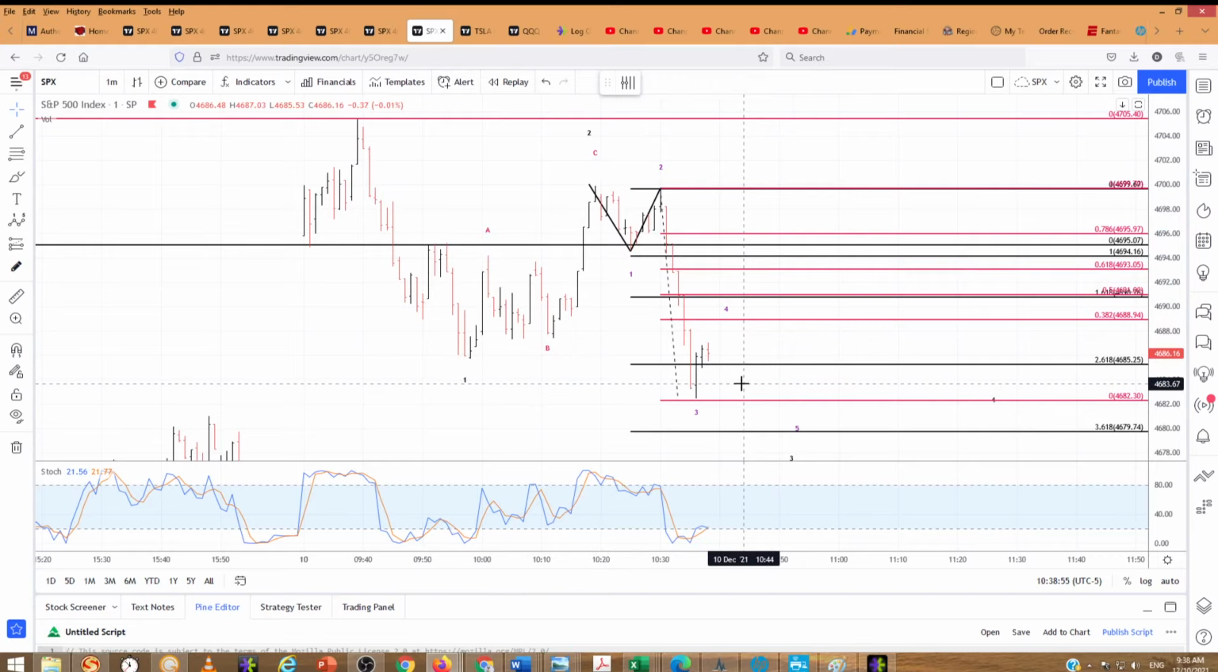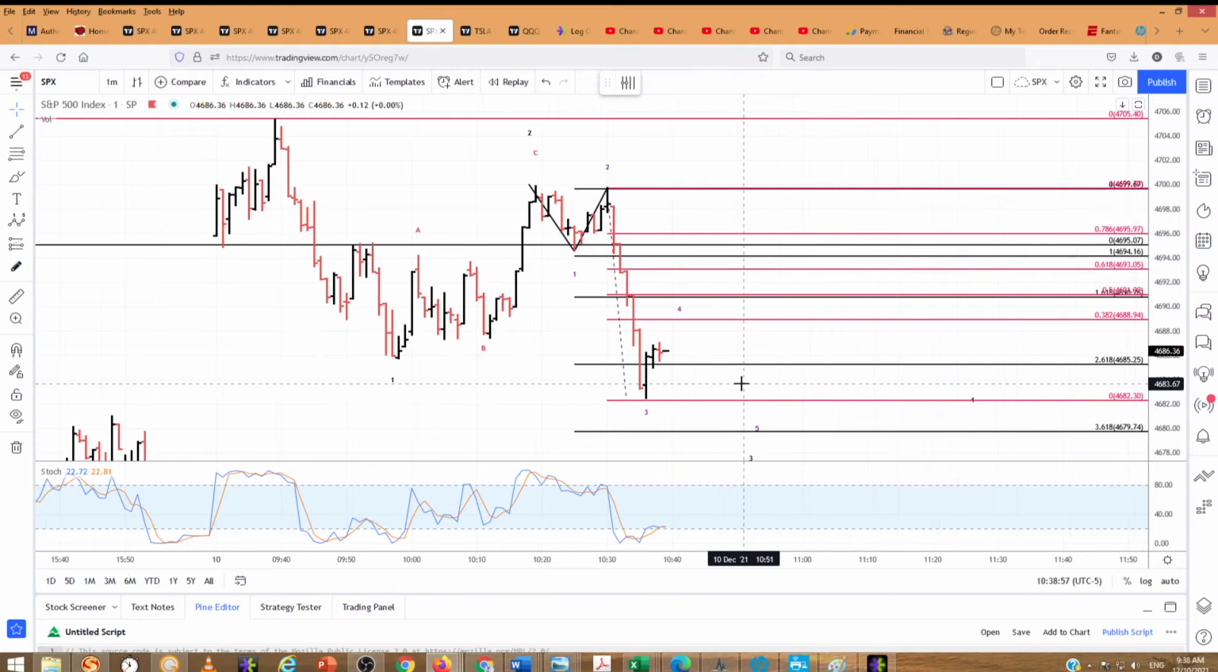Unless it's really, really strong. Again, this is a 1 minute chart. There you go. Make it a little thicker for you guys. And we're watching it. Scalping here on Friday morning, December 10, 2021. I think you guys get the picture.